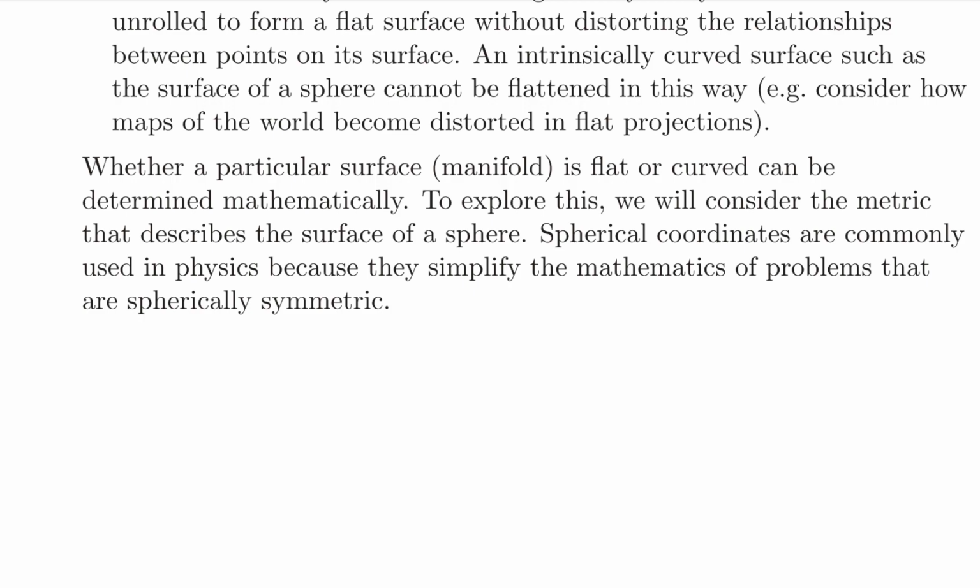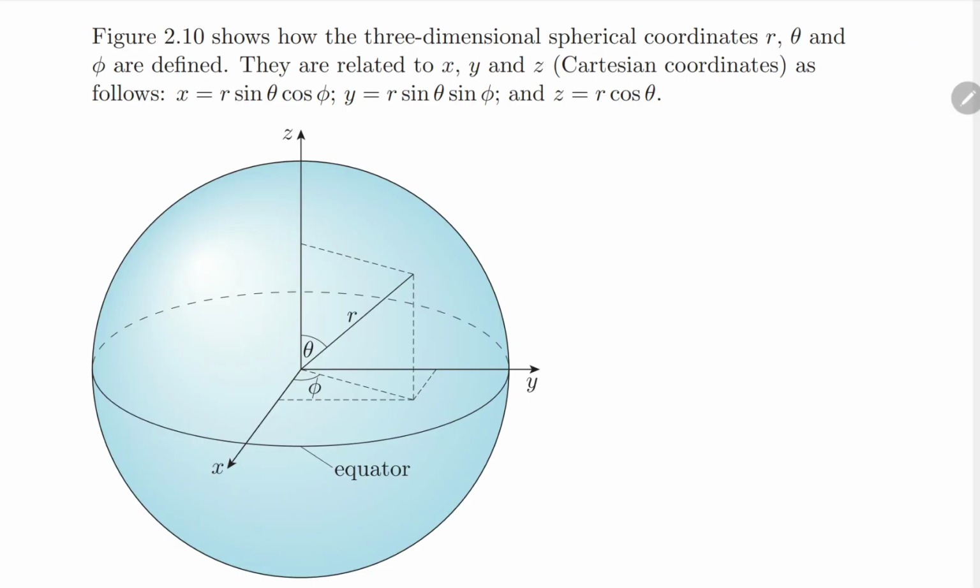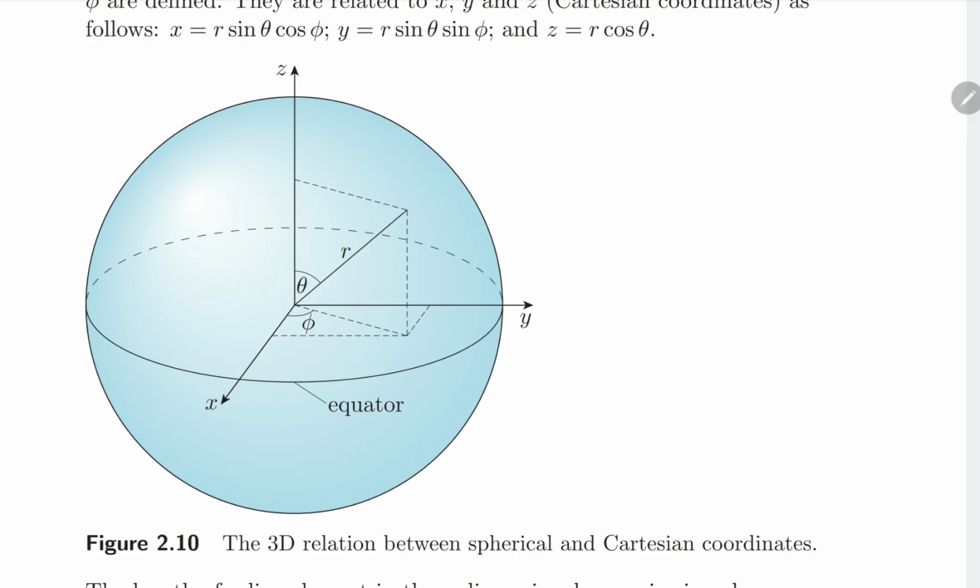To explore this, we will consider the metric that describes the surface of a sphere. Spherical coordinates are commonly used in physics because they simplify the mathematics of problems that are spherically symmetric. Figure 2.10 shows how the three-dimensional spherical coordinates r, theta, and phi are defined. They are related to x, y, and z Cartesian coordinates as follows: x equals r sine theta cos phi, y equals r sine theta sine phi, and z equals r cos theta. Figure 2.10, the 3D relationship between spherical and Cartesian coordinates.